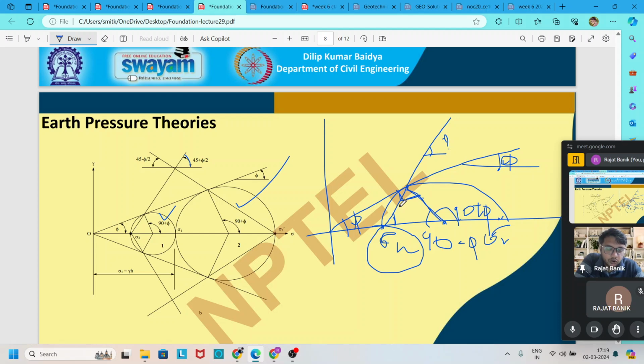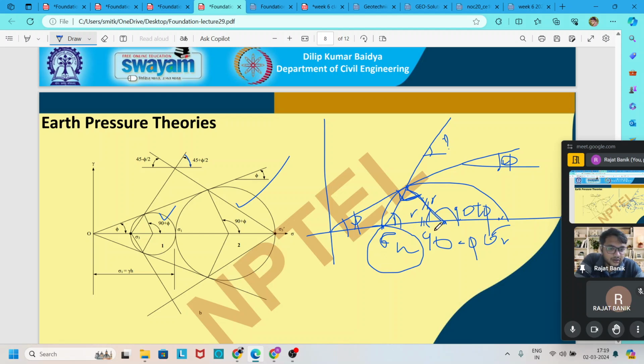We know that this side is also radius, this side is also radius r. So both sides are the same. So this angle is also the same, this angle is also the same.